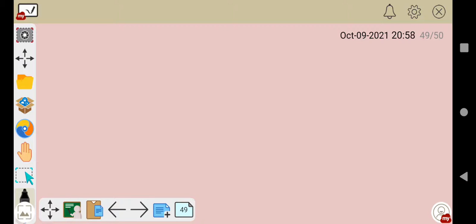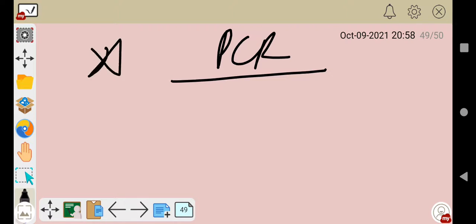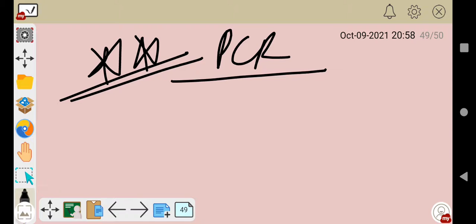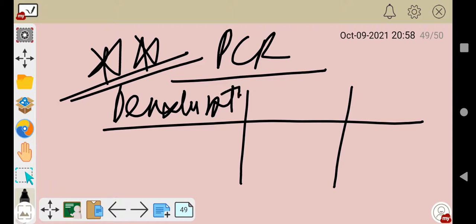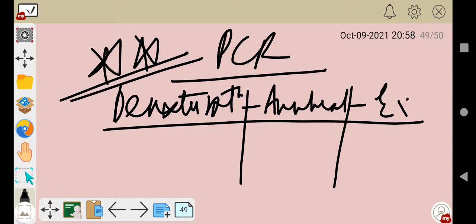So next I will go to PCR. See, this slide is also important. Asked thrice in INICET. In PCR, there are 3 processes, and you must not forget this. One is denaturation. Second step, annealing. Next, this one, extension.